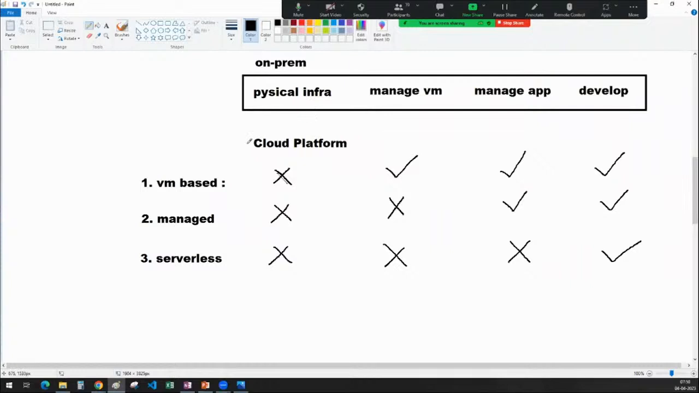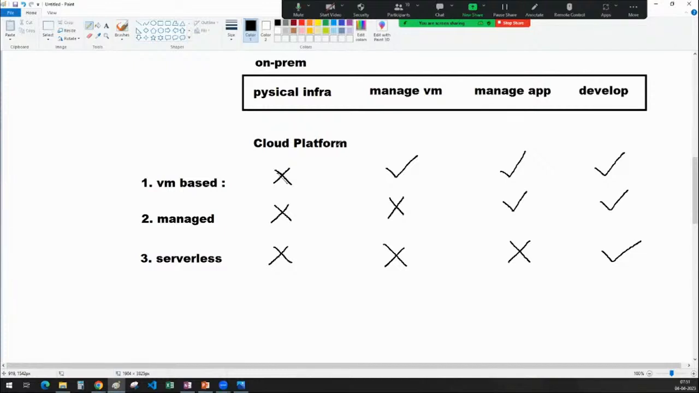The management of that physical infrastructure will be taken care of by the cloud platform. How, sir? We already see some data centers, right? Google has its Google data center, Amazon has its Amazon data center, and that's where they are managing the physical infrastructure. Managing the virtual machine, managing the application, and developing an application will be on you when you go to the VM based services. If you go to the managed services, the physical infrastructure as well as managing the virtual machine will be taken care of by them. Only the application and its development will be upon you.